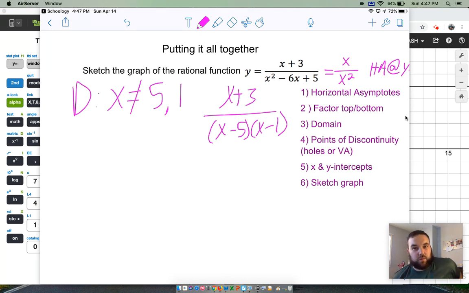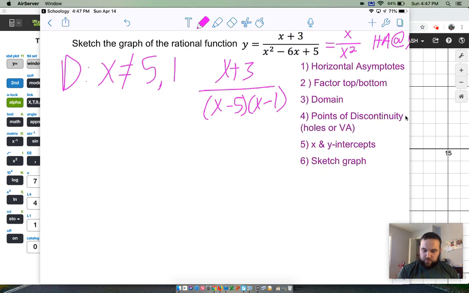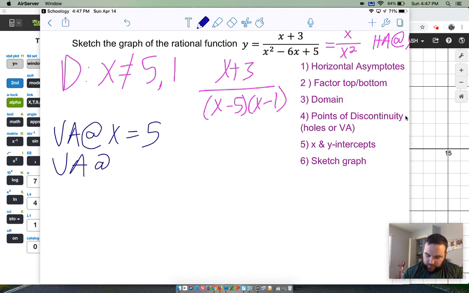Neither one of those is removable because I don't have an x minus 5 or an x minus 1 to cancel with the numerator. So those are both going to be vertical asymptotes, at x equals 5 and at x equals 1.